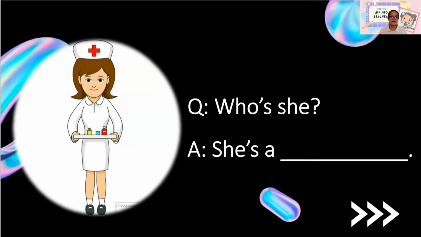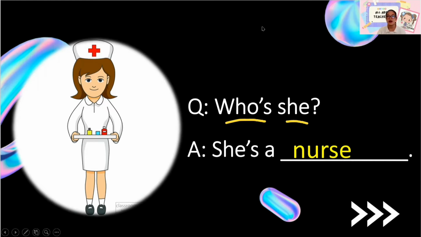Let's have this one. Well, the question of Teacher JV will be, who's she? Based from this picture, who's she? Do you know who she is? All right, very good. She is a nurse. As you can observe, she is wearing her nurse uniform.